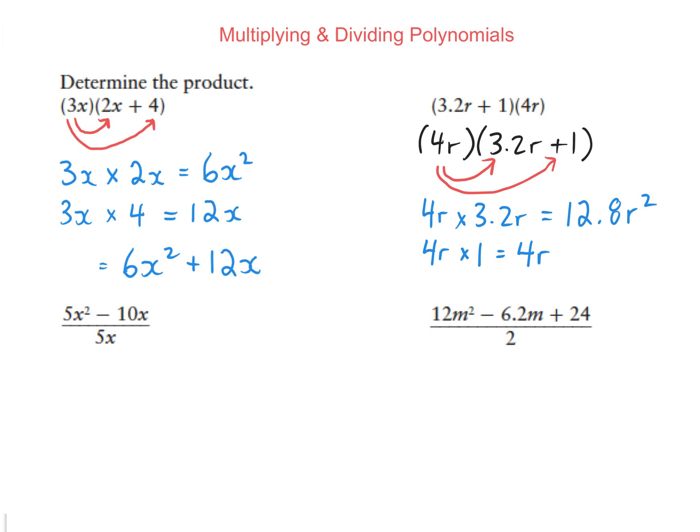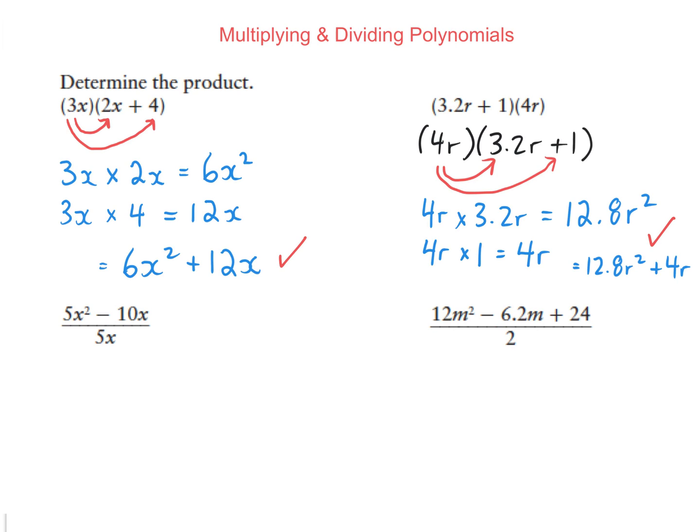So the answer to this is 12.8r squared plus 4r. How do we know it's plus? Because this is positive, so we just chuck a plus sign in there. Done. So 12.8r squared plus 4r, done. So those are how you multiply monomials by polynomials.